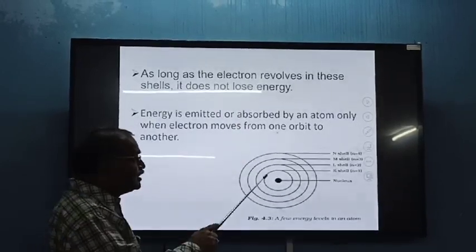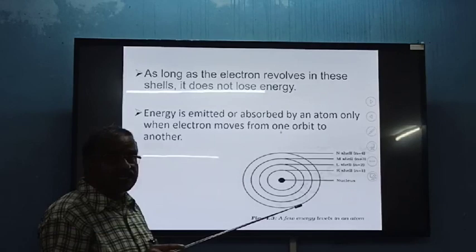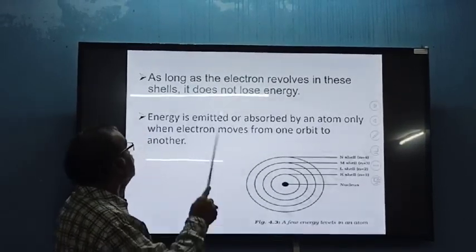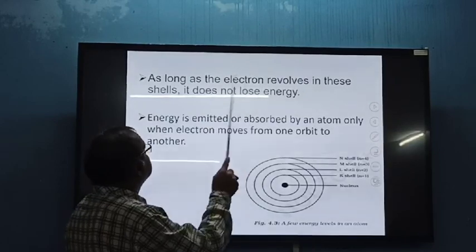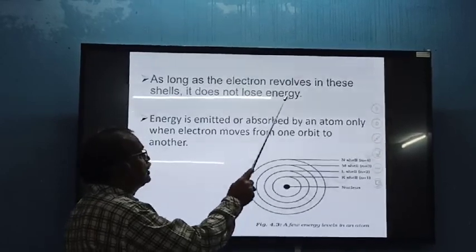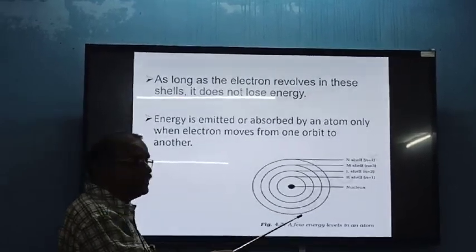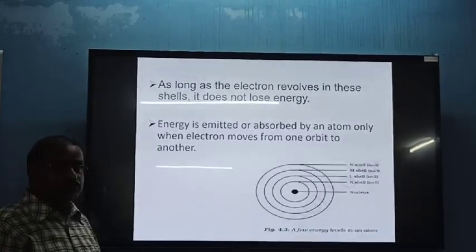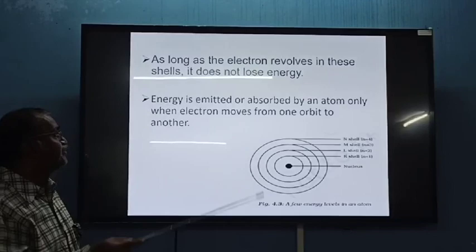So Bohr fixed these paths. Electrons will be present only in these paths, not in between the paths. As long as the electron revolves in these shells, it does not lose energy. When an electron is present here, it does not lose any energy. He fixed it. He calculated the energy also. In your higher classes you will learn it.